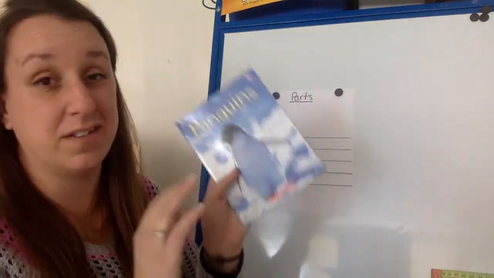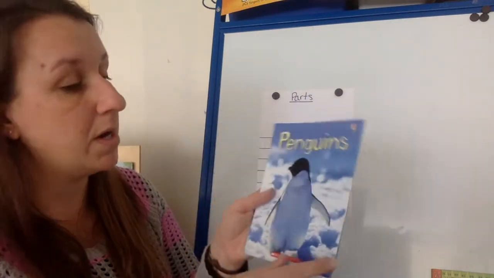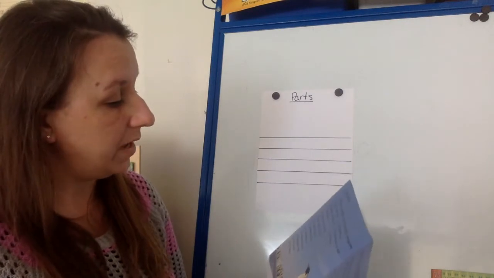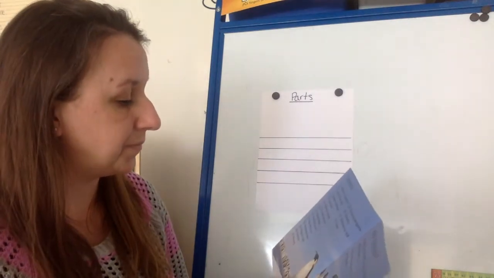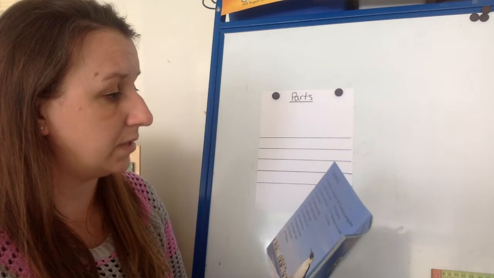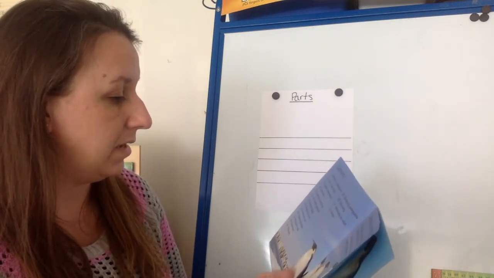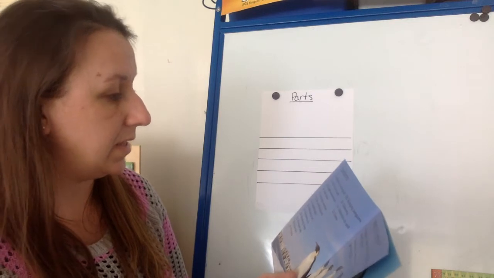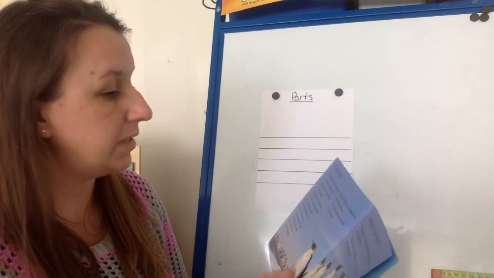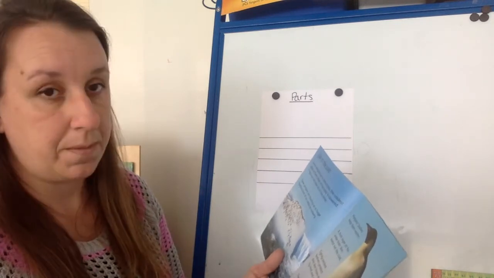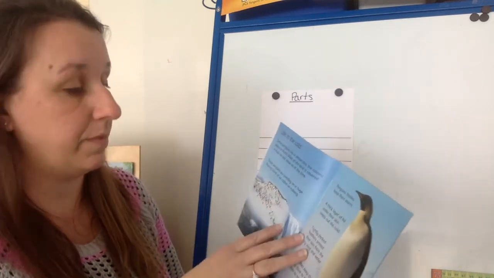Okay? They're not the same size. They're not the same shape. They have some of the same parts. So that's what we're going to write about today and read about today. So if I look at my contents here, I'm going to see if there is a page that's going to teach me about the parts of the bird.